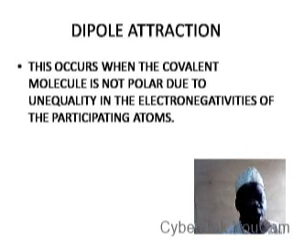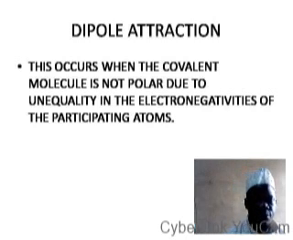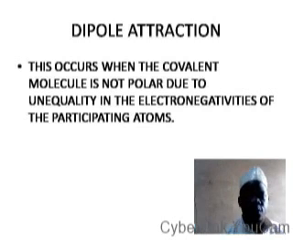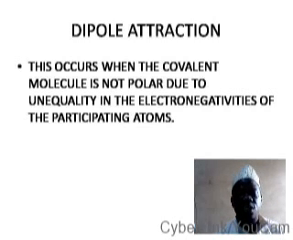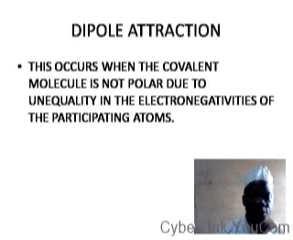And it occurs in molecules like hydrogen chloride. You can see both of them are non-metals, but the electronegativity of chlorine is much higher than that of hydrogen. Like carbon dioxide, both carbon and oxygen are non-metals, but the electronegativity of oxygen is much higher than that of carbon, and so on like that.